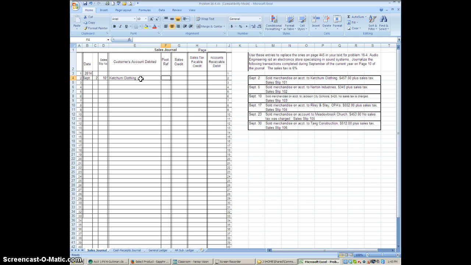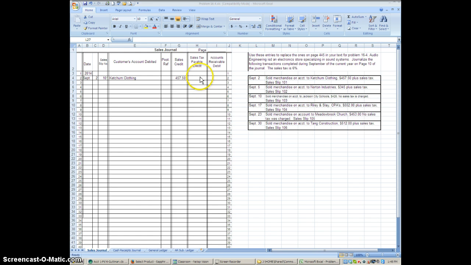We're going to tab past posting reference because we're not posting for right now. And we're going to go to the sales credit column. And this is where you would have credited your sales account. So your sales account is $457.50. That's what we sold in just merchandise. Now it also says plus tax. And it does say at the top, if you look, that the sales tax is 6%.